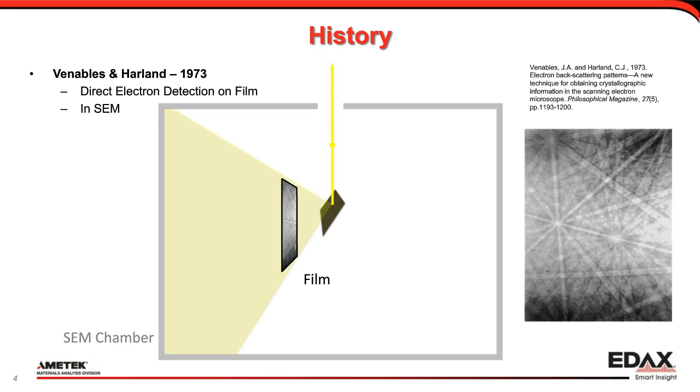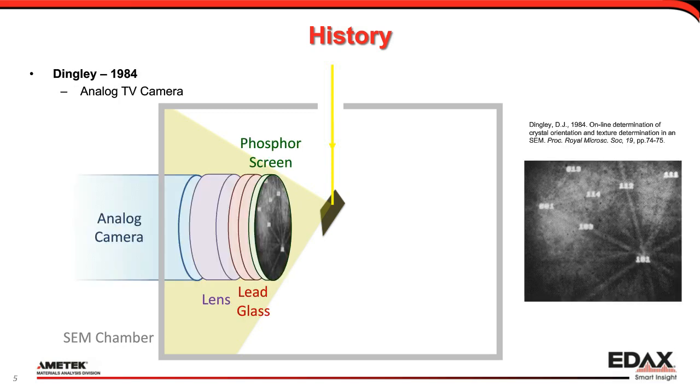In order to make this more approachable and user-friendly, the film was replaced by a camera, a television camera, in the 1980s. And in order to get light into this camera, the EBSD patterns were generated on a phosphor screen. So the electrons coming from the sample hit the phosphor screen, get transformed into light, and then go through a sequence of intermediaries, or an optical path, into the camera itself.